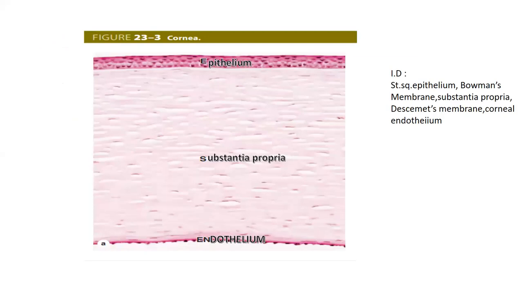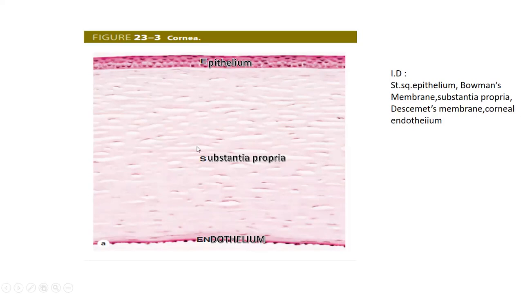So comes the image of cornea. As you see, the most superficial is the epithelium. This is the basement membrane, that is the Bowman's membrane. Then comes the 5 to 6 layers of cells. You can appreciate that there is a single layer of basal cells, then a few layers of polygonal cells, and the most superficial layer has flattened nuclei. They are squamous in nature. So this is stratified squamous non-keratinized epithelium lying on the Bowman's membrane. It forms almost 10% of the cornea, and the remaining 90% is made up of substantia propria.